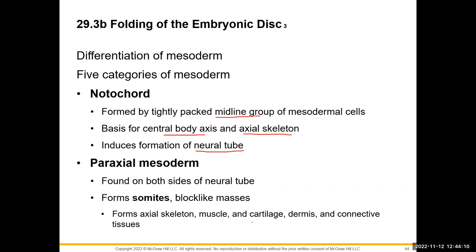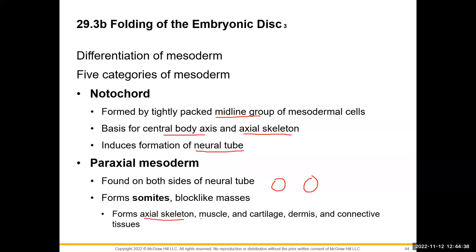mesoderm. So this will be on either side of our neural tube. Now consider the neural tube is going to be midline at the center. So then just lateral to on either side of that, we'll have the paraaxial mesoderm, and that's where the somites are going to be. The somites are like these little block-like structures that sit on either side. And eventually, the somites are going to develop into axial skeleton.